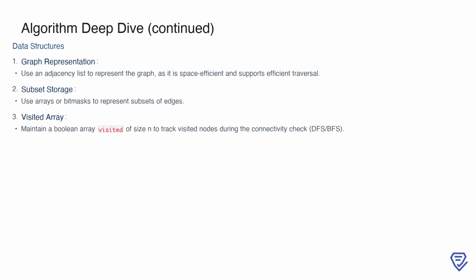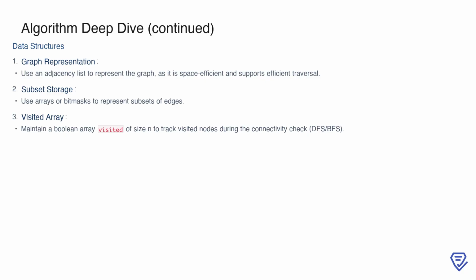To implement the brute force approach effectively, we rely on specific data structures. First, we use an adjacency list to represent the graph. This structure is both space-efficient and supports efficient graph traversal operations like DFS or BFS. For storing subsets of edges, we can use arrays or bitmasks to represent each subset compactly. Additionally, during the connectivity check, we maintain a Boolean array called visited to track which nodes have been visited, ensuring that we can accurately determine whether all cities are connected.